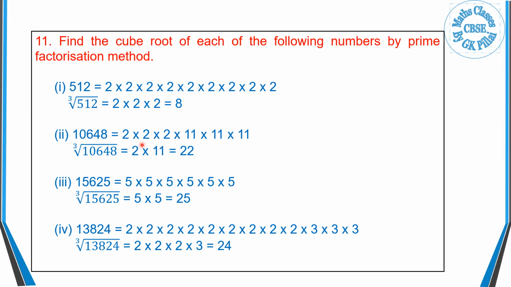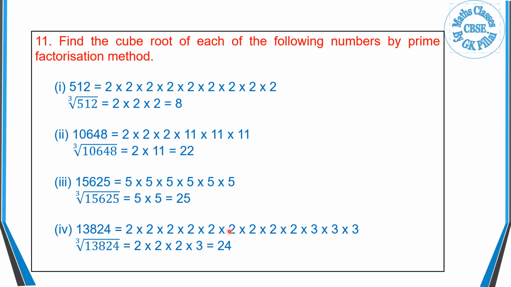10648. If you prime factorize, you will get like this. 2 into 11, 22 is the cube root of this. 15625. This many 5's are there. The cube root will have 2 fives. 25 will be the cube root of this.